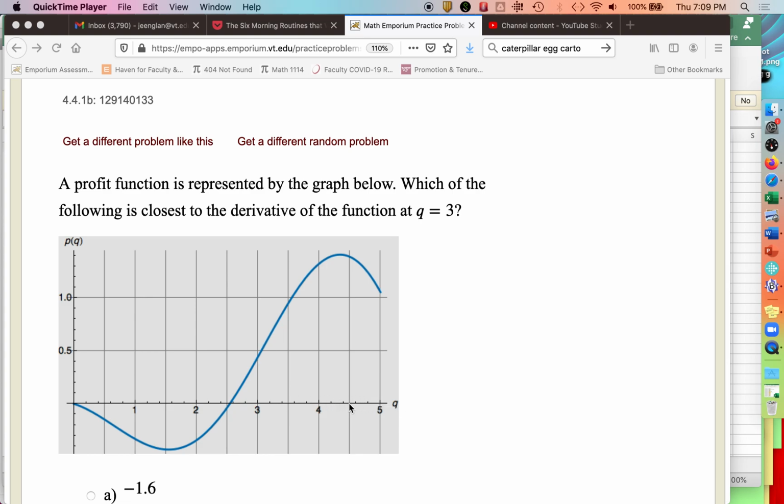Q is your horizontal axis, so q equals 3 is right there on the graph. Draw a tangent line and then pick out a couple points on that line and figure out its slope. And that should be the same as the derivative. I recommend that you put this into a simple drawing program and make a line on it. So I'm just going to cut and paste it into Excel. We've all got access to Excel, so let's just stick it in there.